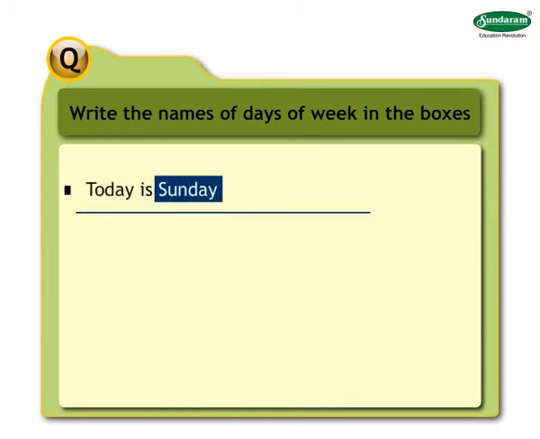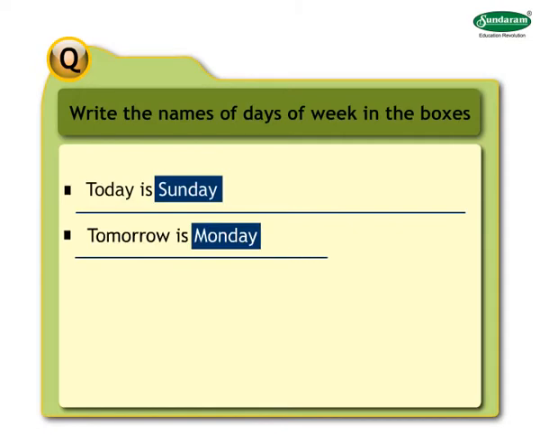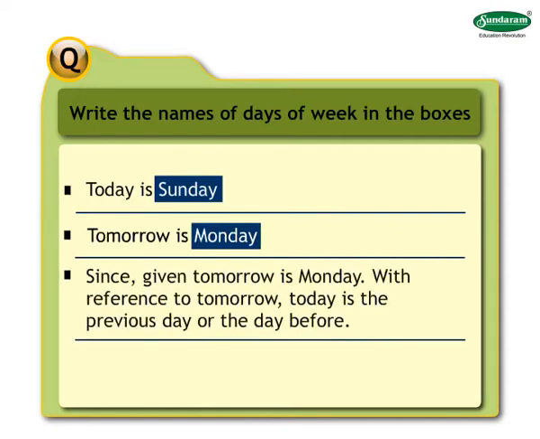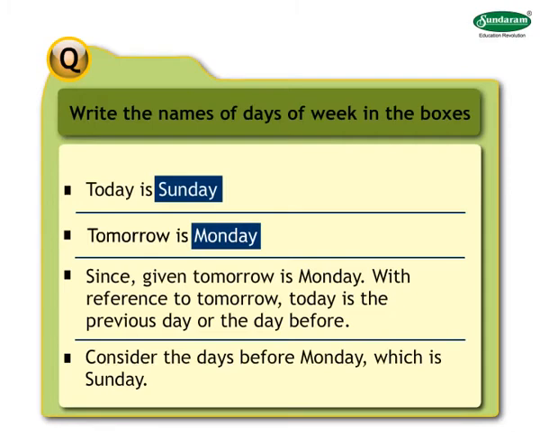Today is Sunday. Tomorrow is Monday. Since given tomorrow is Monday, with reference to tomorrow, today is the previous day or the day before. So, consider the day before Monday, which is Sunday.